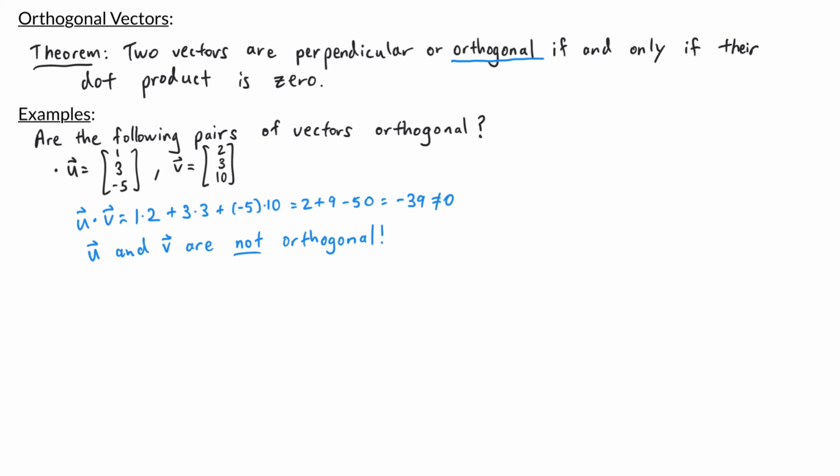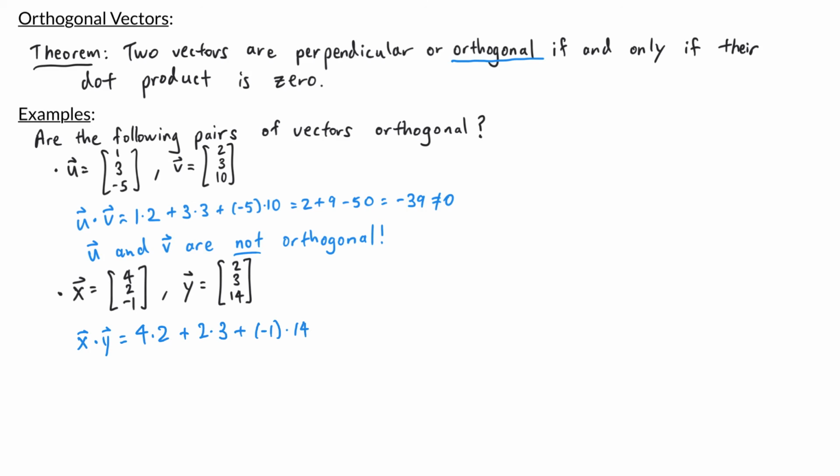Let's try another pair. Let x be the vector 4, 2, negative 1, and y be the vector 2, 3, 14. If we take their dot product, x dot y, we have 4 times 2 plus 2 times 3 plus negative 1 times 14. That's 8 plus 6 minus 14, which is equal to 0. So we can conclude that x and y are orthogonal.